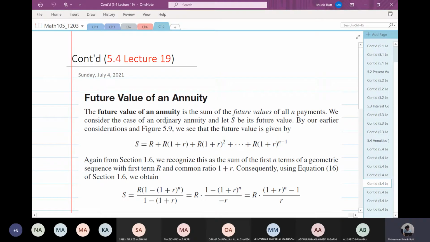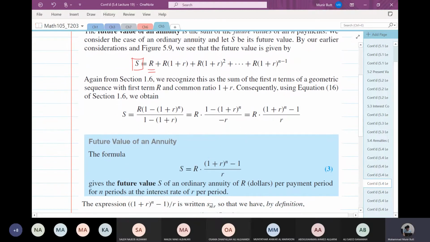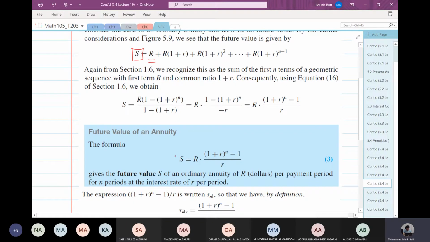So the future value of an annuity is the sum of the future values of all n payments. So what it means is that what we pay, if we sum all these values, this will be the sum of the future value. So we denote this by S. So in the beginning we have R, and then we have R(1 plus small r) and so on. And if we sum up with the mathematical formula, then we come up that this formula will be of this type.